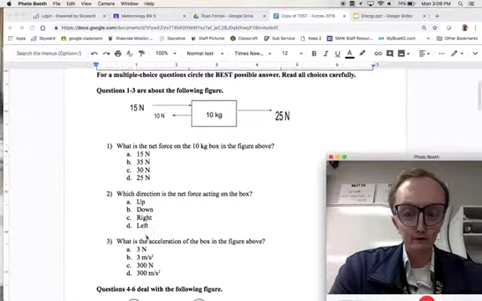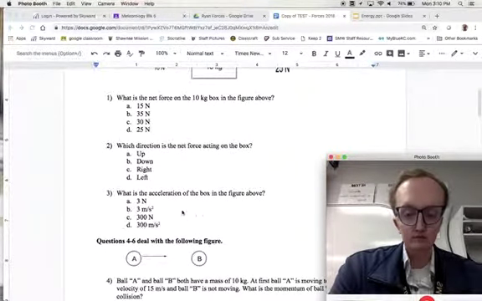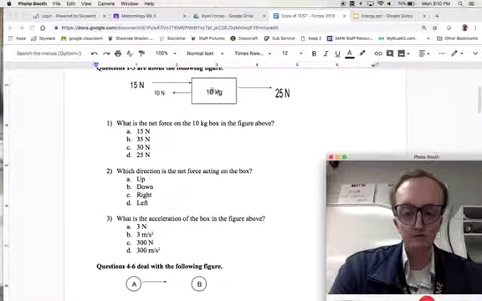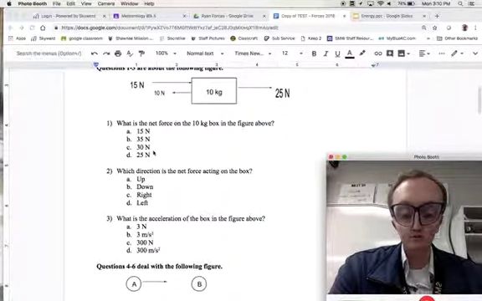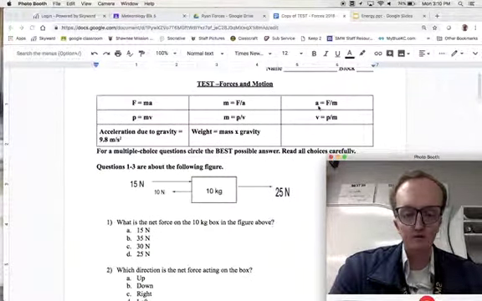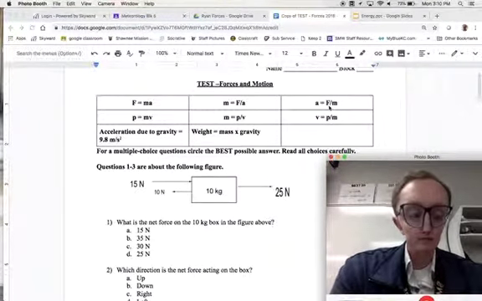Question 3, what's the acceleration of the box in the figure above? Well, we know that this is a 10 kilogram box, and we know that the net force on it is 30 newtons to the right. So if you take a look at the top of the test to figure out acceleration, take the force of 30 newtons and divide it by the mass.